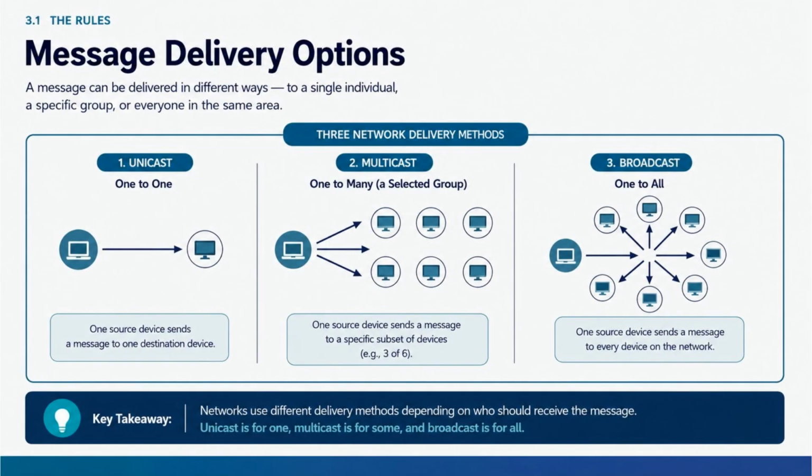3 delivery methods shown on screen. Unicast is 1-to-1, multicast is 1 to a selected group, and broadcast is 1 to all. Have students think of real examples. Unicast is a phone call, multicast is a group text, broadcast is a PA announcement. This vocabulary reappears constantly later in the course.